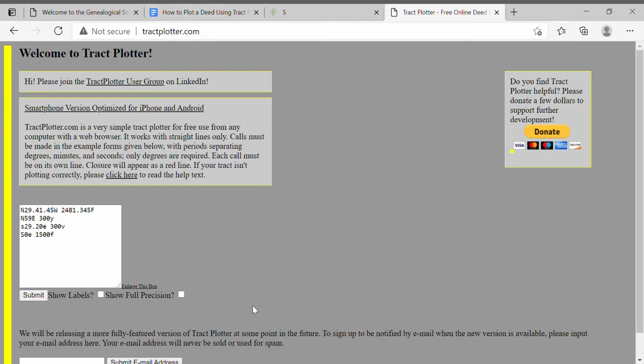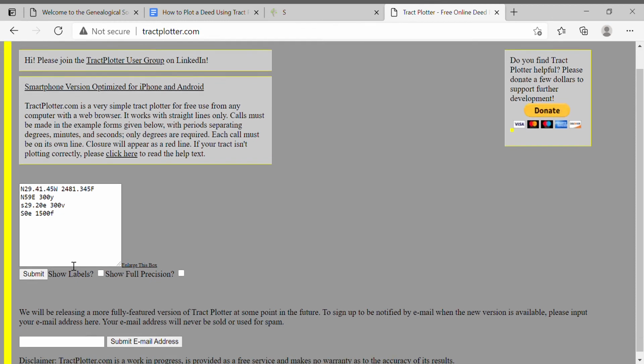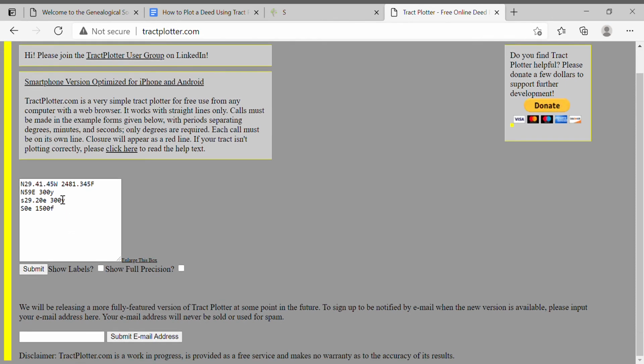So this is Tract Plotter. It gives some directions. If you click here, you can read more directions. And as you can see here, it does have a smartphone version. But this box right here is the box that you're going to work on. This is the box that you enter everything. Right now it has some sample information. We don't need that sample information right now because I'm just going to walk you through how to do it. So I'm just going to select it and then delete it. We're then going to enter in this box the information from our deed.